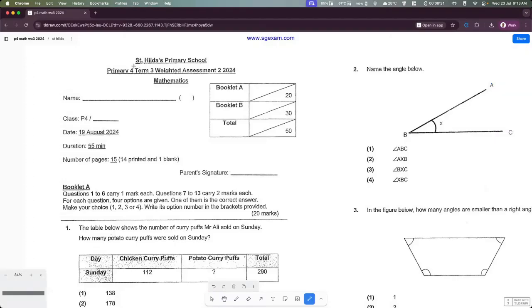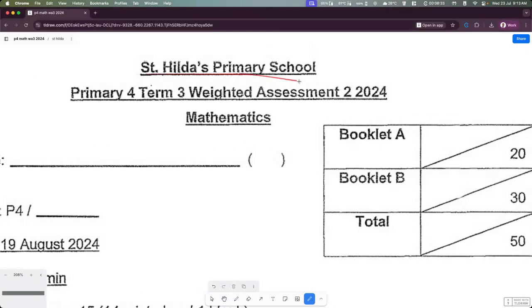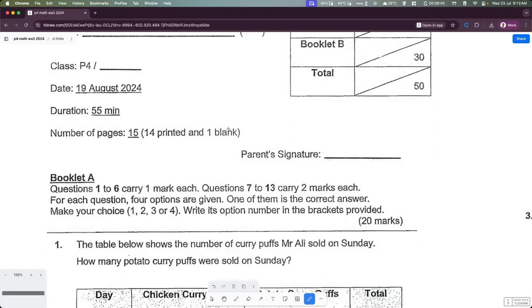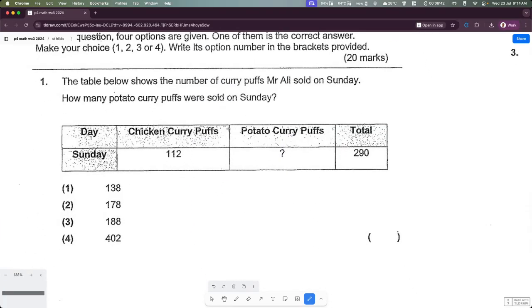In this video, we're going to go through St. Hilda's Primary School, Primary 4, Term 3 Weighted Assessment 2024. So let's get started. So, first question.